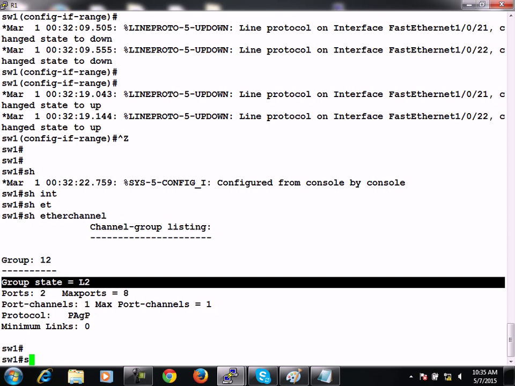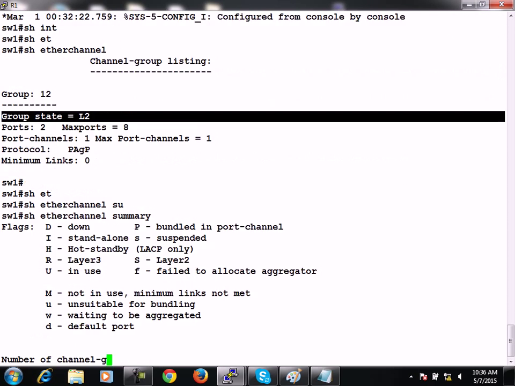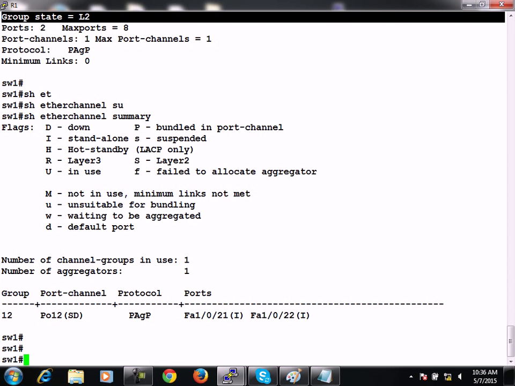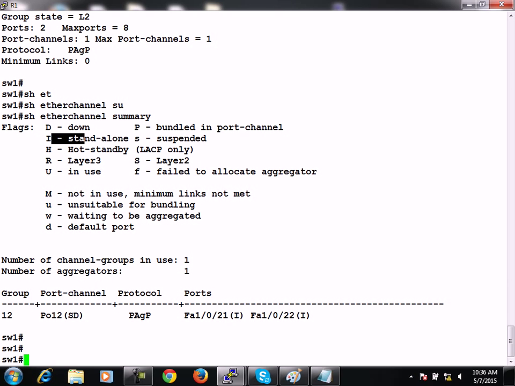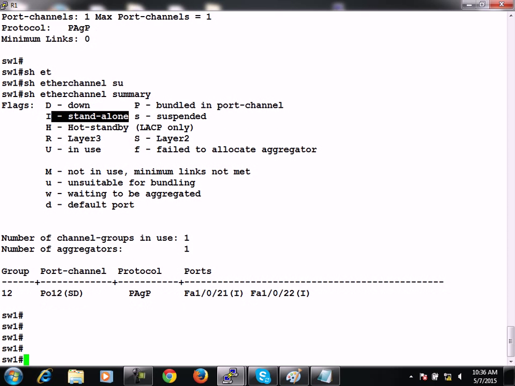Got it? And then after that with show etherchannel summary, you can see that it is still in I, which means standalone. It means it is not working. I mean, it has not aggregated these two links yet. Fine. Then what can we do?